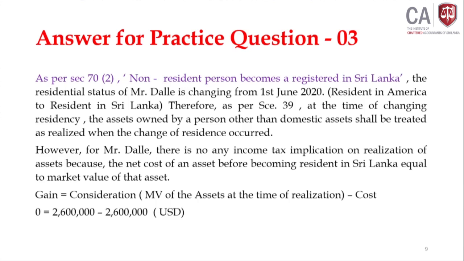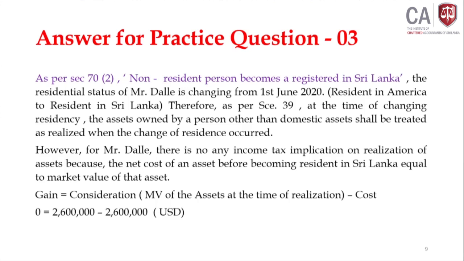That's the situation. Therefore, as per section 39, which is realization, at the time of change in residency, the assets owned by a person, other than domestic asset, your answer should be in line with this. Domestic asset shall be treated as realized when the change of resident occurs. These are not actual realizations, these are deemed provisions.